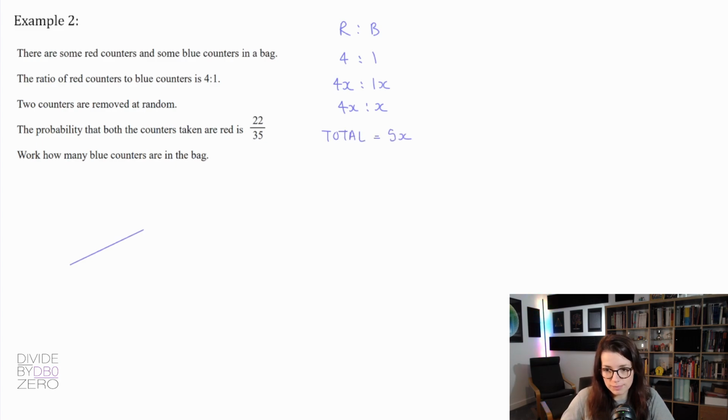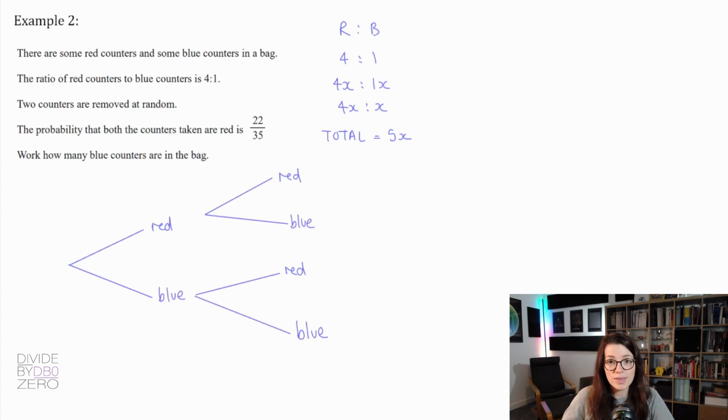I would then draw my tree diagram. Once again, the colours are red and blue. 2 counters are taken, so we need 2 sets. And then we think about the algebra on the probability branches. So for the first counter, the probability that it is red will be 4x out of 5x because there are 4x red counters and 5x in total. For blue, the first counter probability will be x out of 5x because there are x blue counters and total 5x counters. Once again, if you add those probabilities together, you should get one whole.